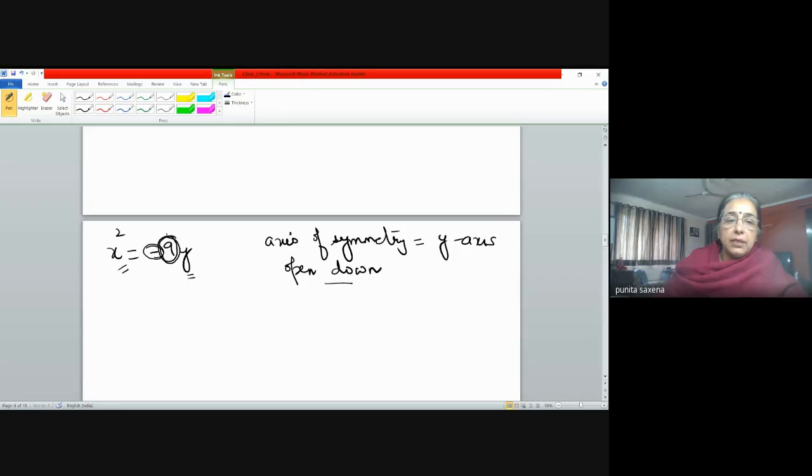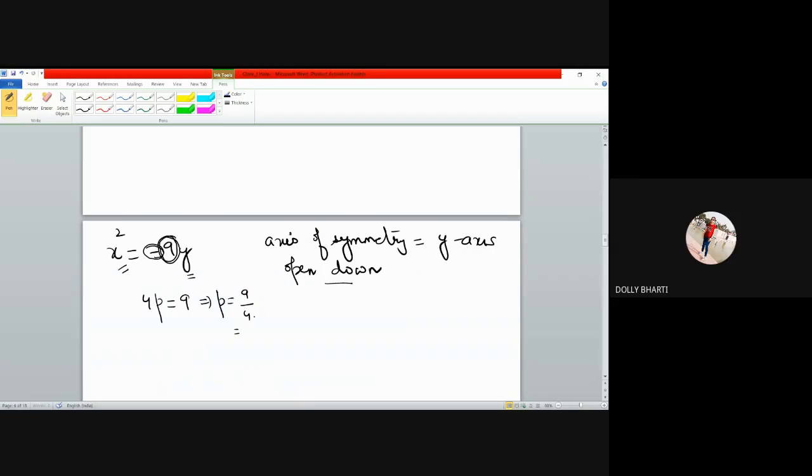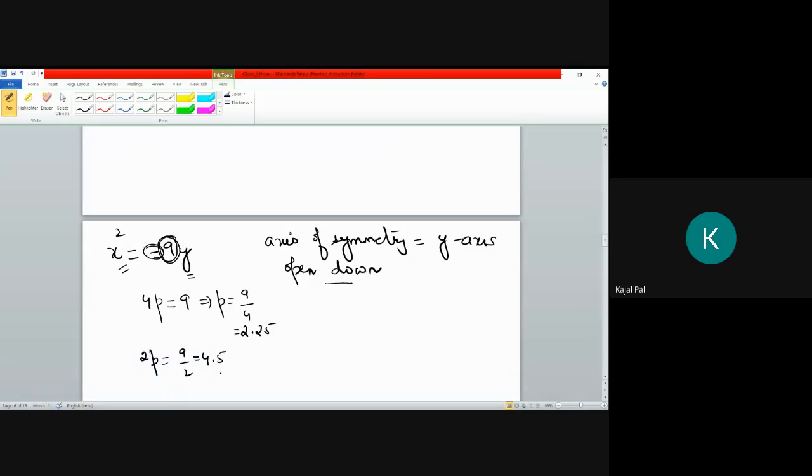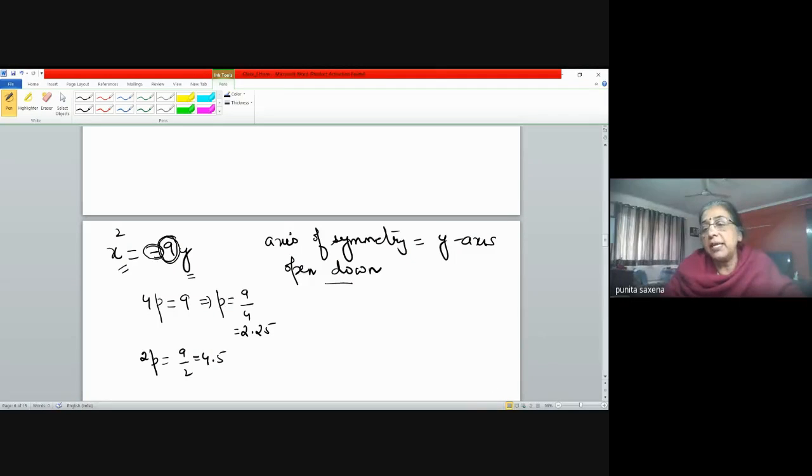9. ठीक है, इसको किससे कंपेयर करना है? 4p is 9. That means what? P is 9 by 4. Okay, so 9 by 4 approximately how many units? 2.25, right? And what will be 2p then? 9 by 2, which is 4.5. ठीक है ना, ये हमारे ये दोनों डिस्टेंस, हमें यही डिस्टेंस चाहिए अल्टीमेटली, राइट?